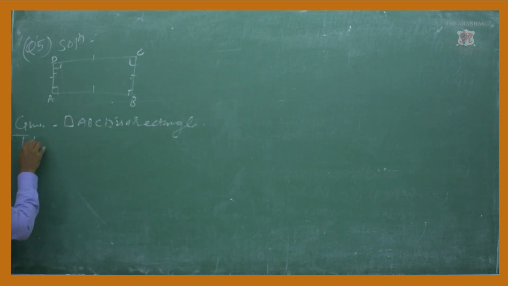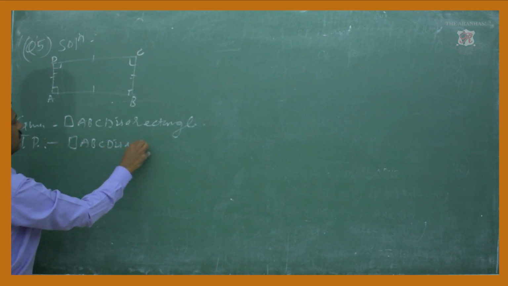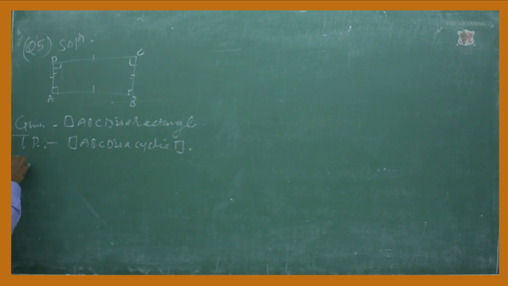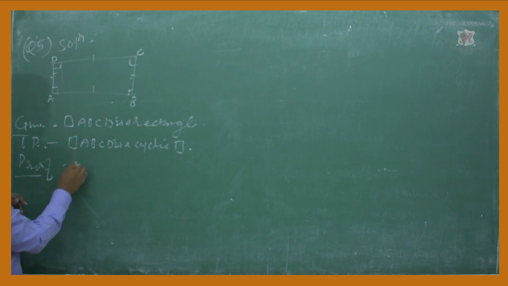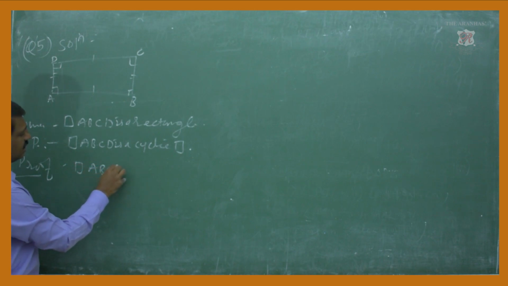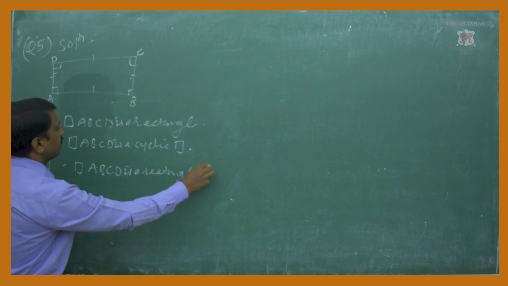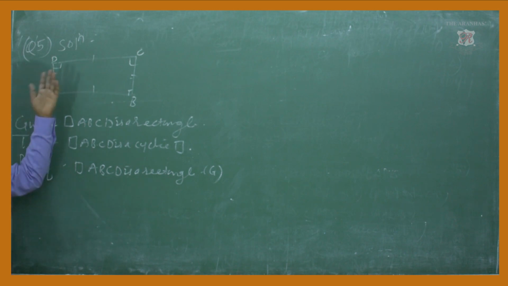Then To prove: that quadrilateral ABCD is a cyclic quadrilateral. This we have to prove. And then we can start the proof, with no need of any construction. It is simple: quadrilateral ABCD is a rectangle, this is the given. So start to apply its property. Opposite sides are parallel and congruent, and we will use the angles.